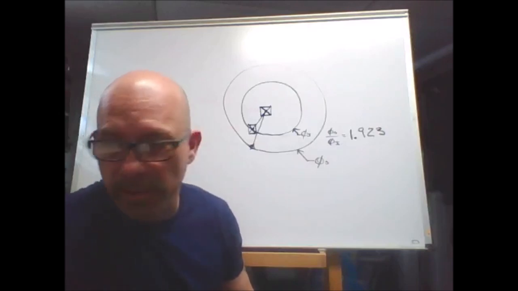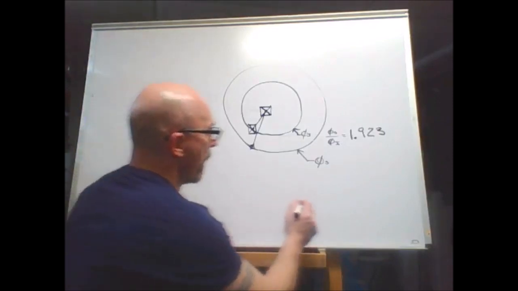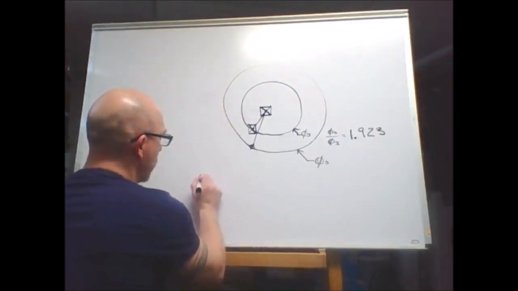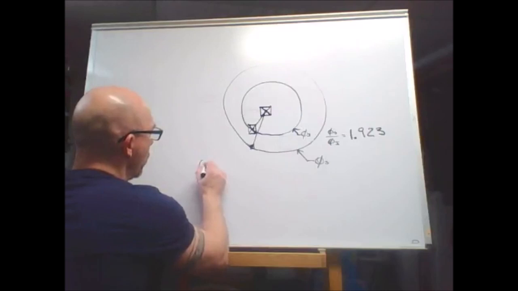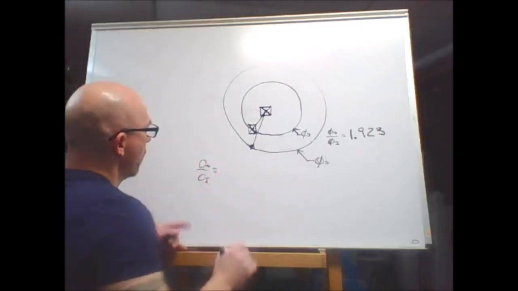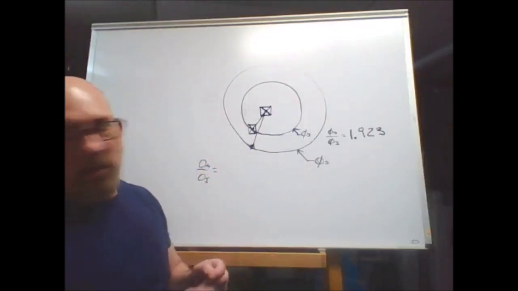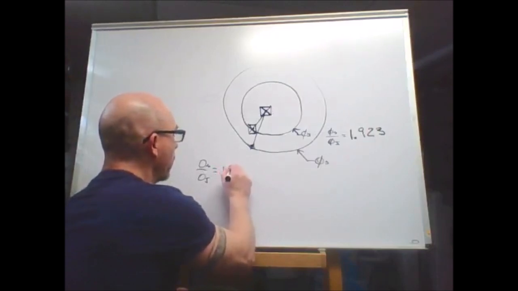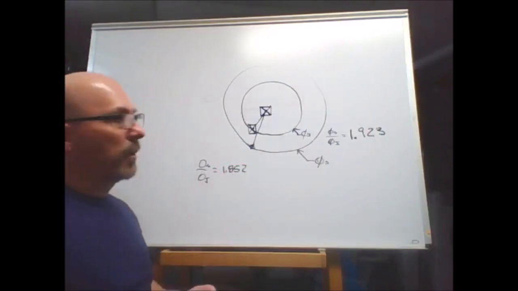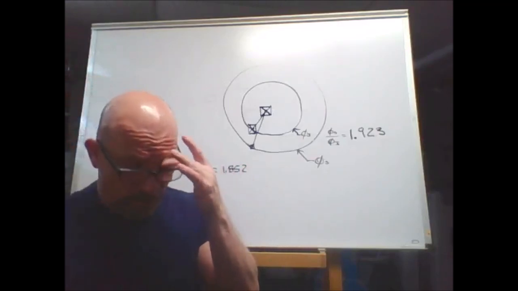So I went on Wikipedia and I got the distances, so you have the orbit of Jupiter and the orbit of Saturn. And if you take that ratio, you will come up with 1.852, depending on which source you use. There's a lot of different sources for this, and they don't all agree.